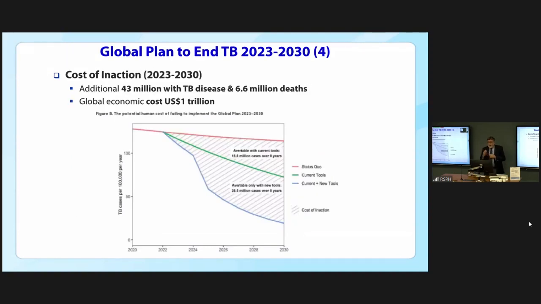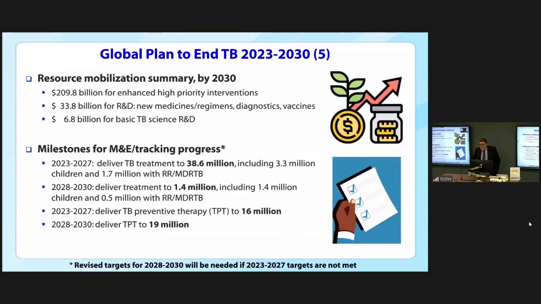Another really important component included in the plan is what happens with inaction. If you fail to do anything about this, you'll see an additional 43 million people with disease and 6.6 million deaths at a cost of $1 trillion. So inaction is not something that we think is admissible.